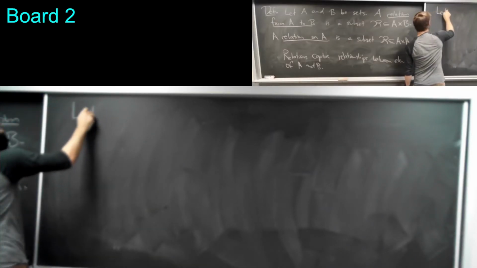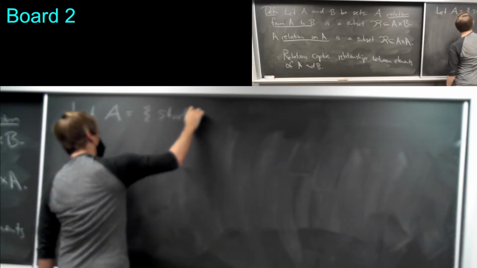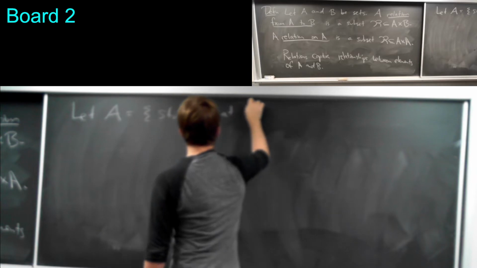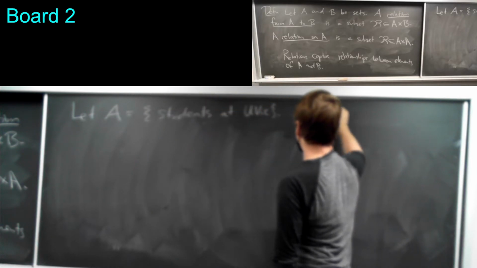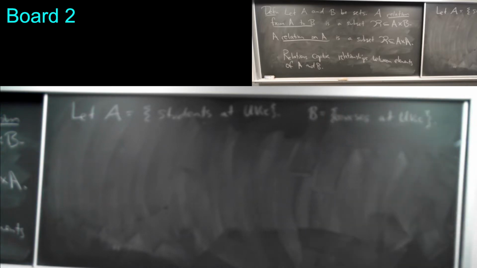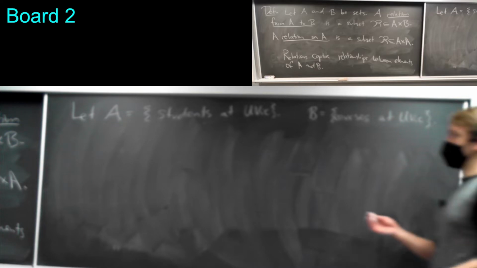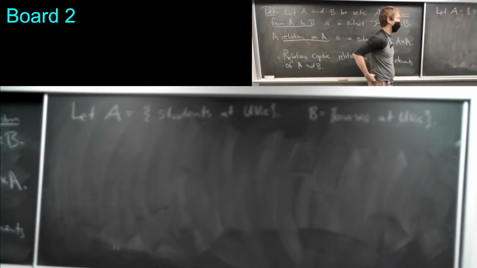So let A be the set of all students at UVic, and B is the set of all courses at UVic. Okay? So a natural relation from A to B would be to say that a student is related to a course if that student is registered for the course, right?